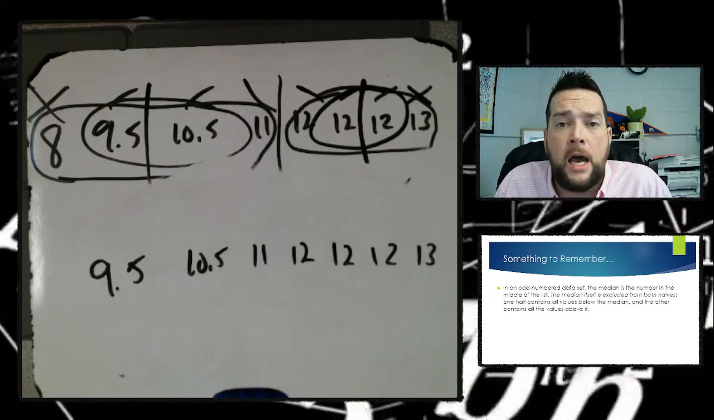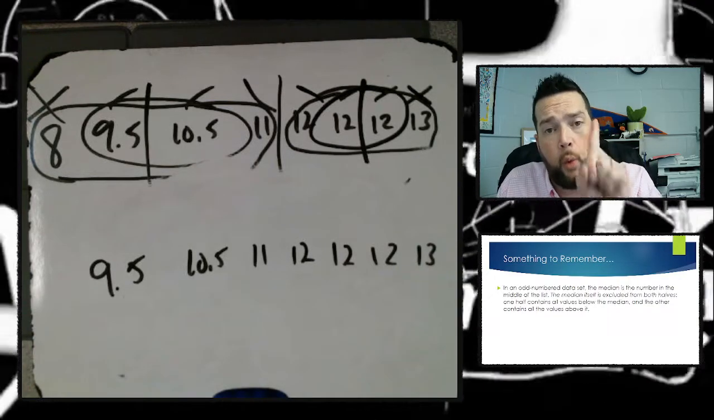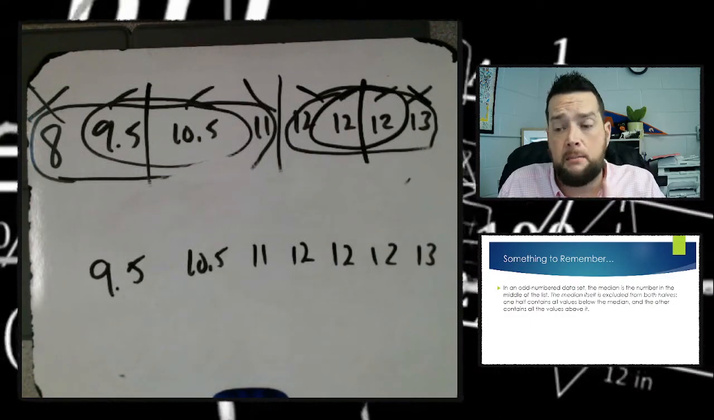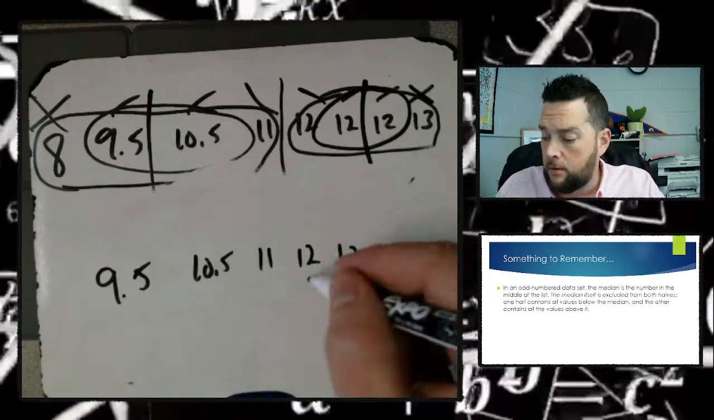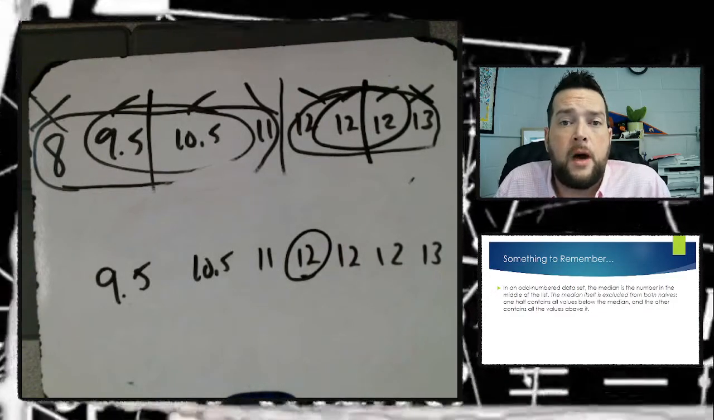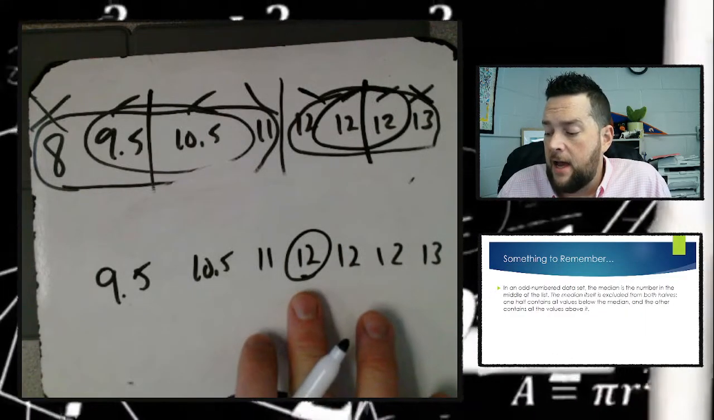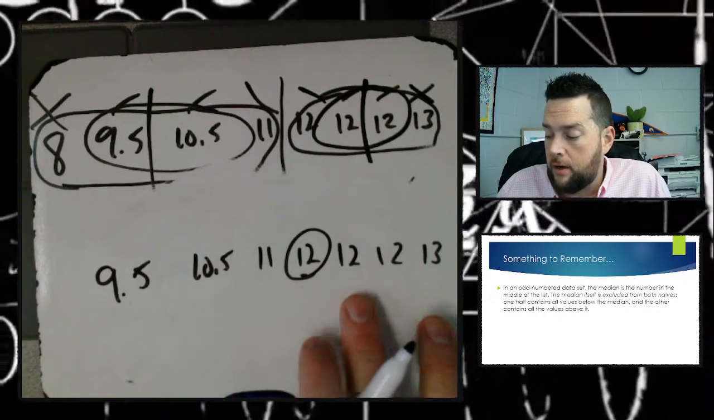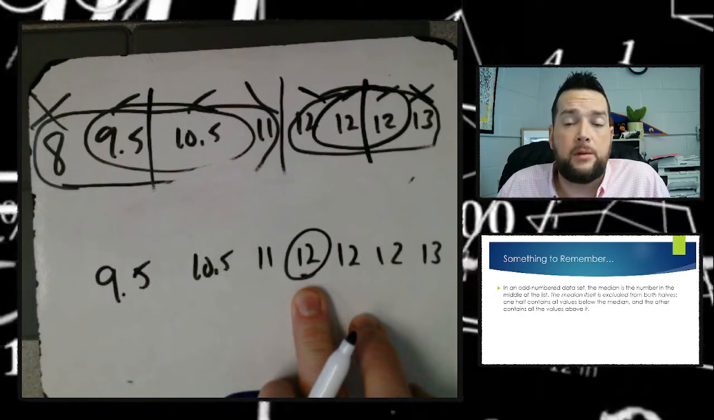And when you have an odd numbered data set, you're only going to come down to one number in the middle. And when you come down to that one number in the middle, that is the median. So for this data set, that number right there, 12, is going to be the median, all right? Because there's 3 numbers below it and there's 3 numbers above it. That's in the middle, okay?